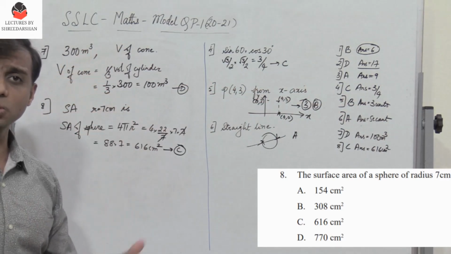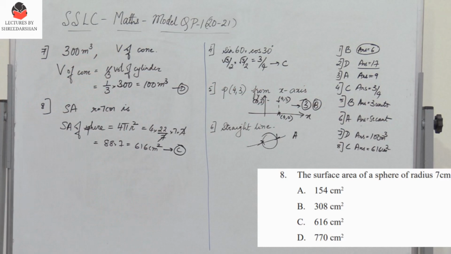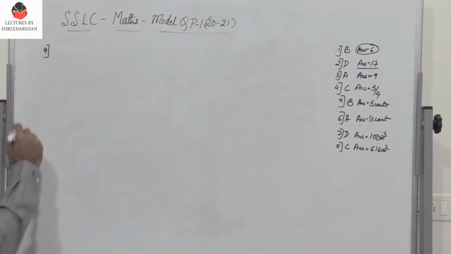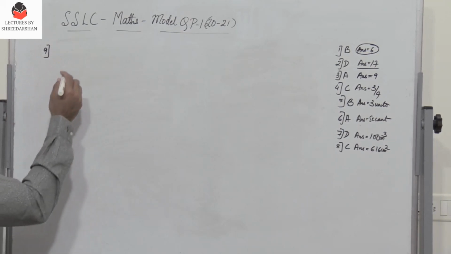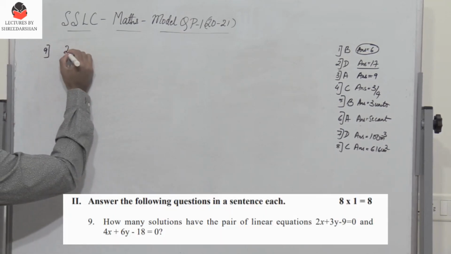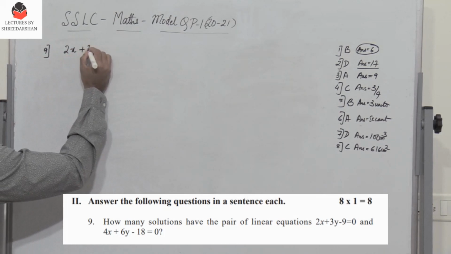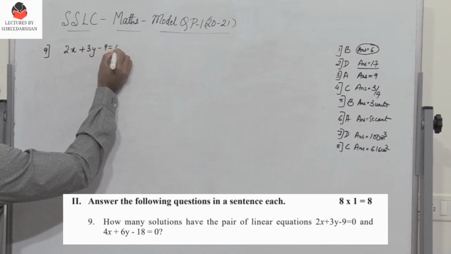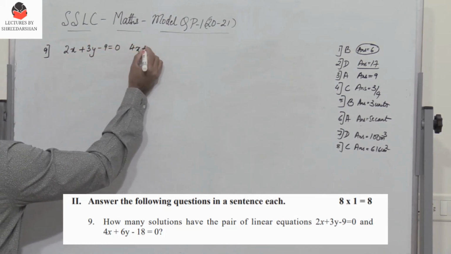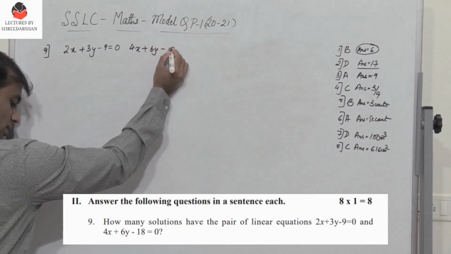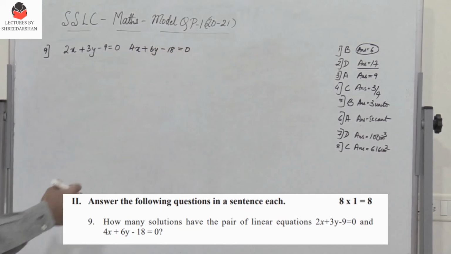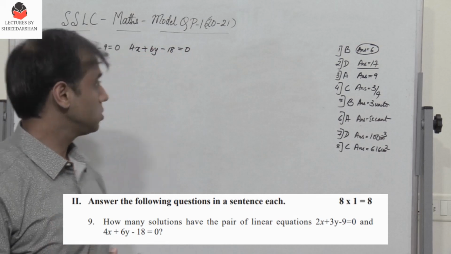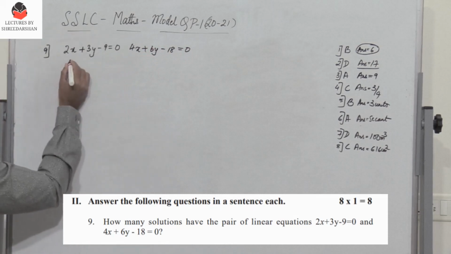So now let's move on to section 2, where you need to answer the following in one sentence. So problem 9 which states that how many solutions have a pair of linear equations? So the two equations are 2x plus 3y minus 9 equal to 0 and 4x plus 6y minus 18 equal to 0. So how many solutions do they have? To find the number of solutions, what do I perform?